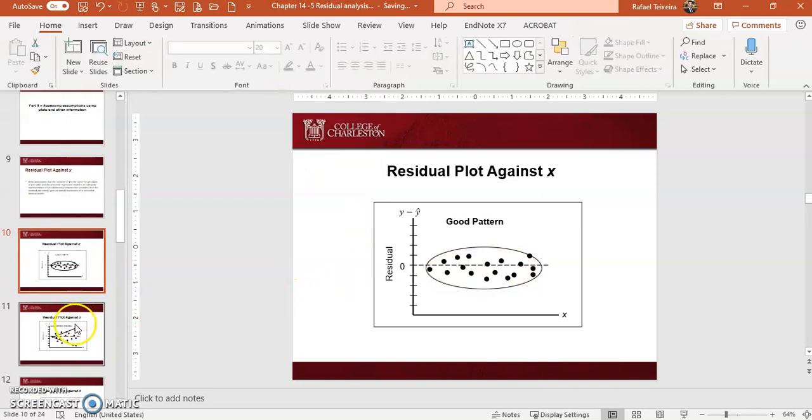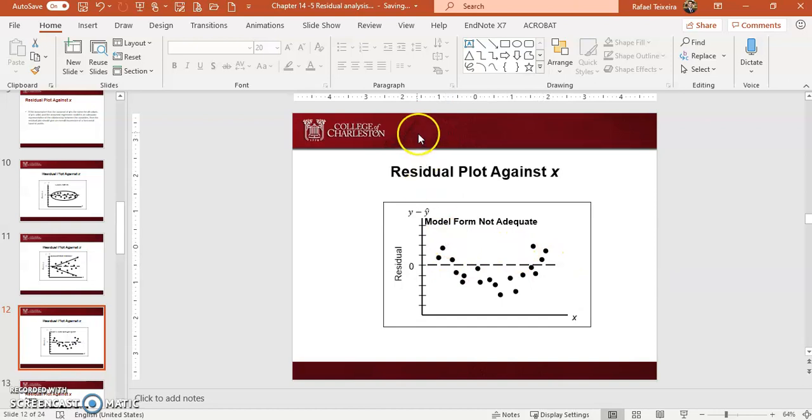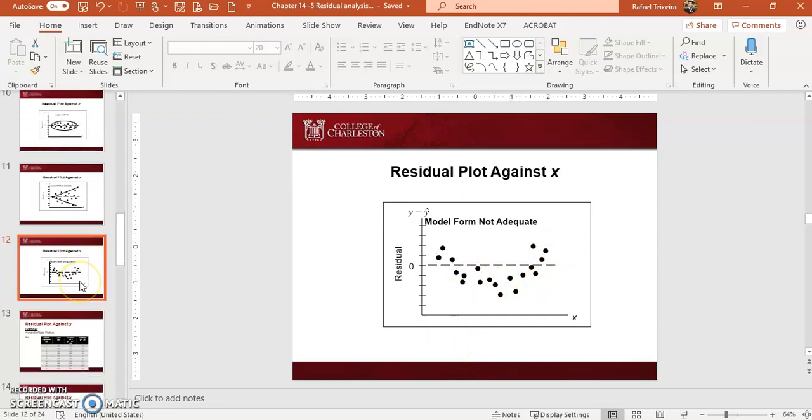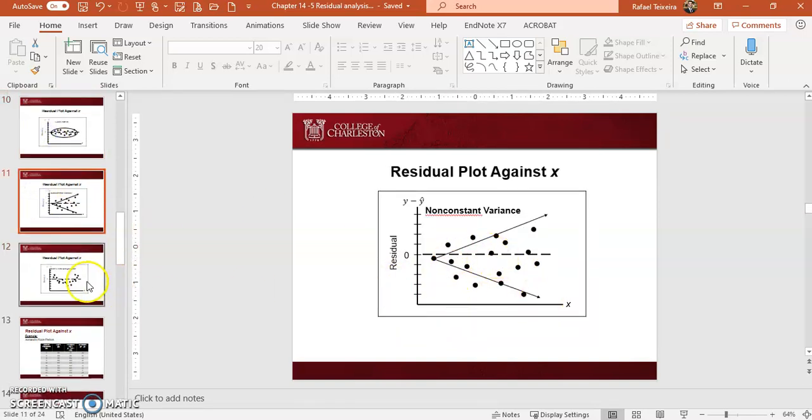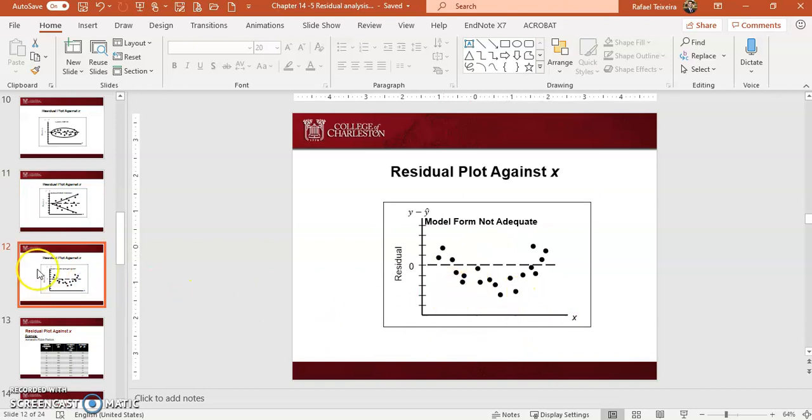Another problem is in this one. This one looks like a U. For low and high values of x, we have only positive residuals, and in the middle we have negative values of residual, which is not good. So our model is not predicting well. So this is the concept of constant variance. It has to be like this, it cannot be like this, it cannot be like that.